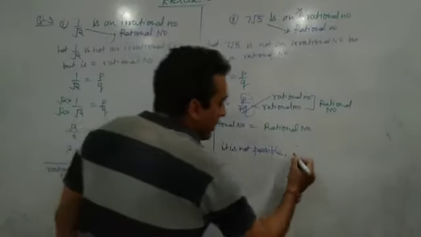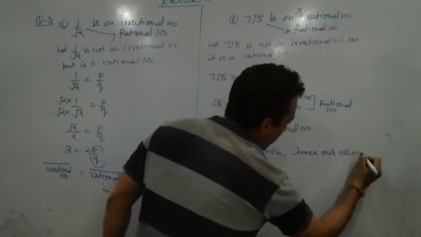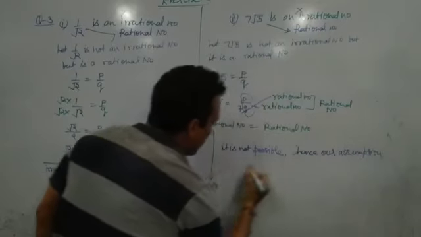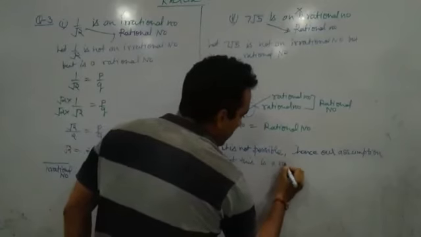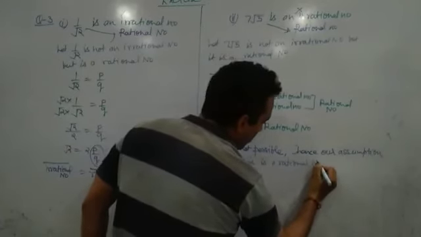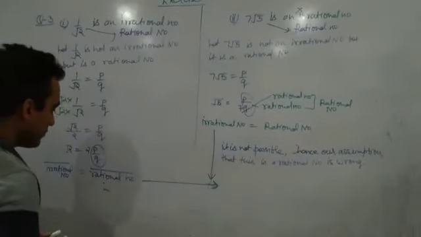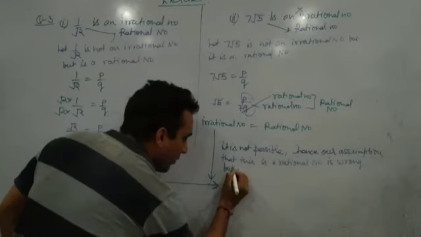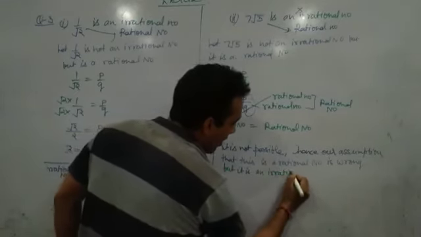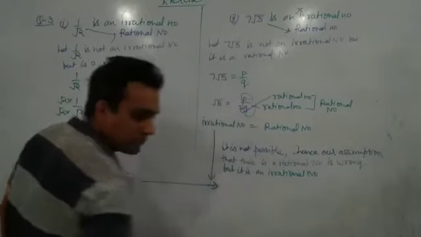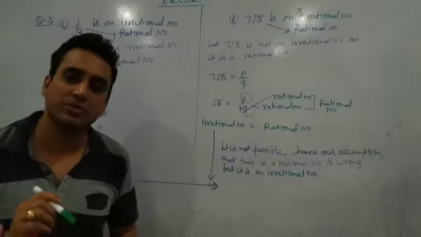It is not possible, hence our assumption that this is a rational number is wrong. But it is an irrational number. So students, by these two questions, this exercise 1.3 is also finished.